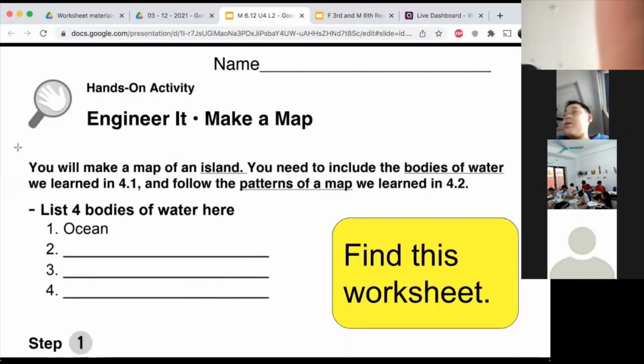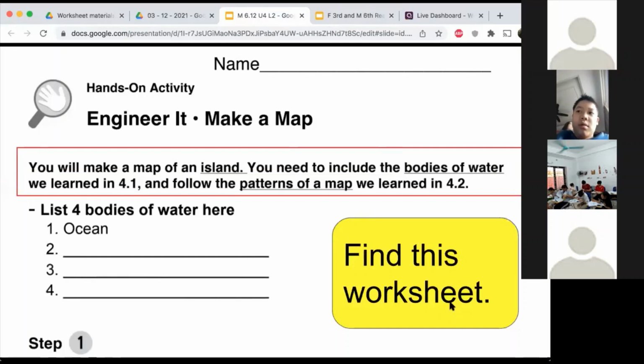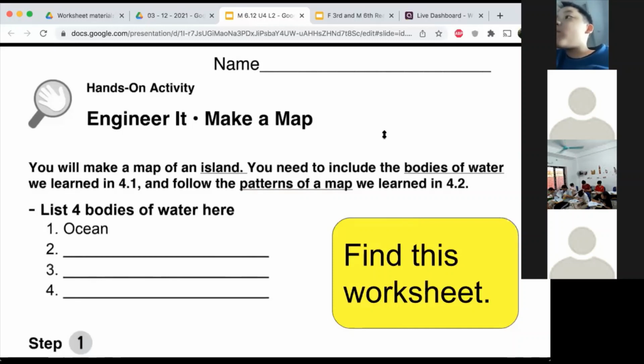Here are the directions. Bing Ming, can you please read the directions? The directions are that you'll make a map of an island. You need to include the bodies of water we learned in 4.1 and follow the pattern of a map we learned in 4.2. Excellent. So tonight you're just planning, you're just doing this worksheet. But later you're going to be making a map of an island.